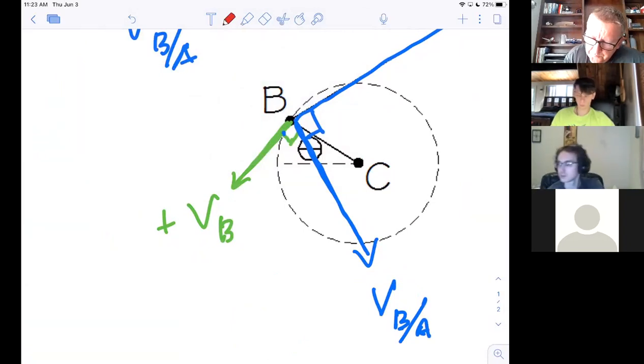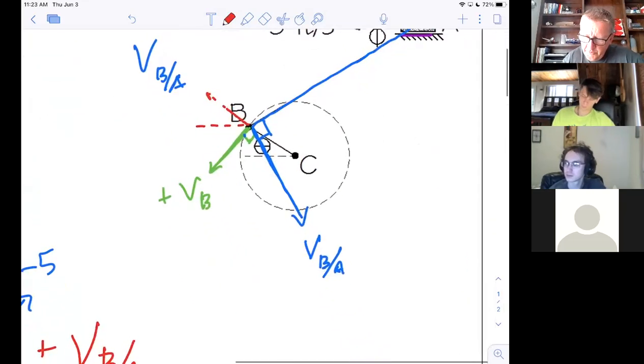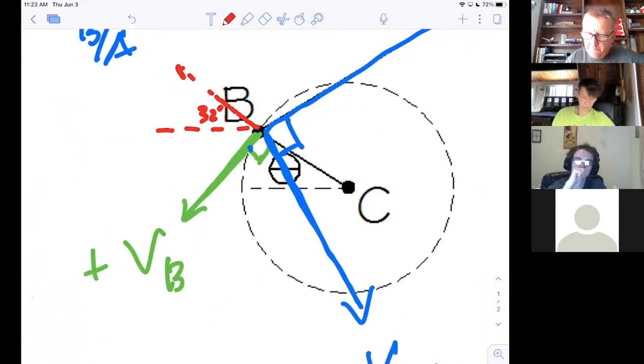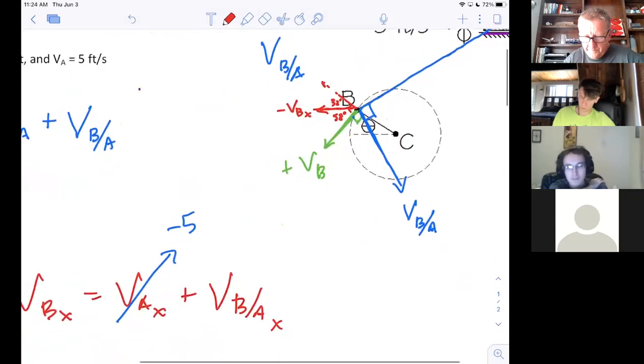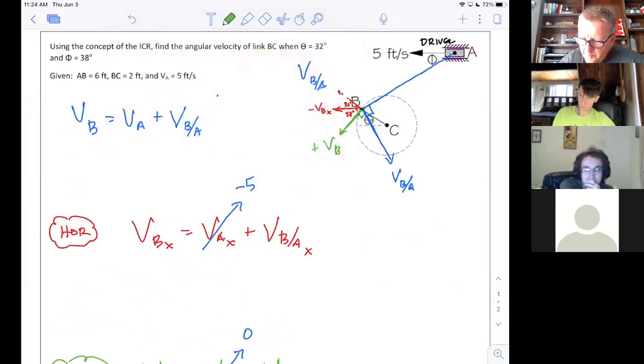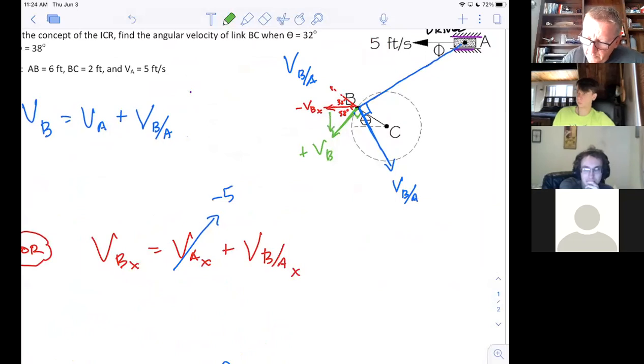Let's see. So here's one way to do it. If this angle theta, which we were told was 32 degrees, is 32, then isn't this angle up here also 32? And since this is 90, then that angle right there would be 58 degrees. So remember, velocity of B is positive, but its velocity in X, the velocity of B in the X direction, would be negative. And the velocity of B in the Y direction would also be negative, wouldn't it?